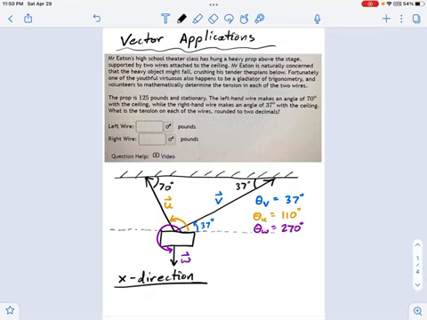We have here a classic physics problem. It's a vector application. There's a weight hanging from a ceiling. We've got two wires supporting it. We're going to try to figure out the tension in each of those wires. There's not a whole lot I'm given. Just want to draw your attention to what we are given.